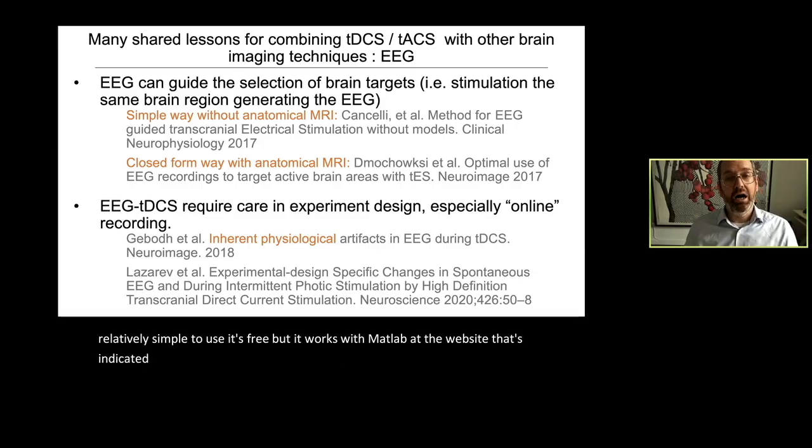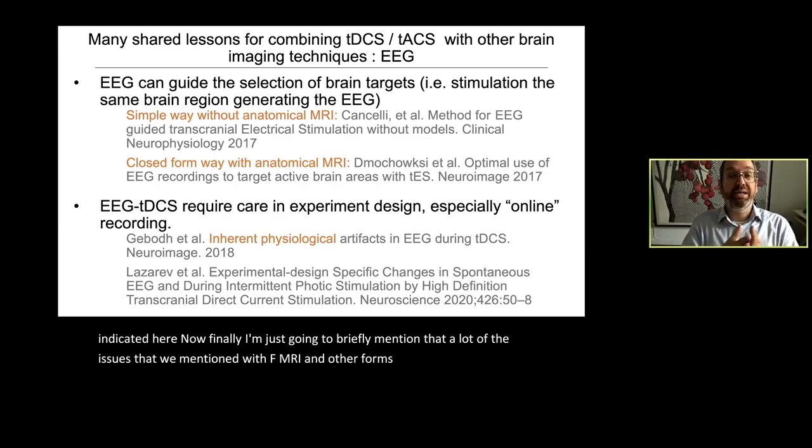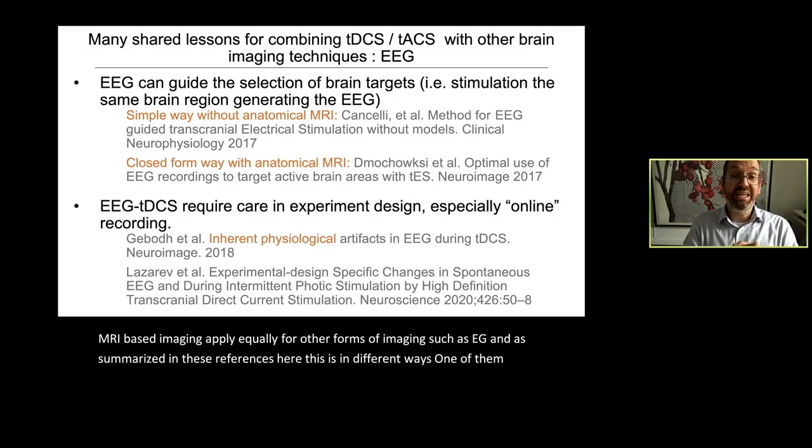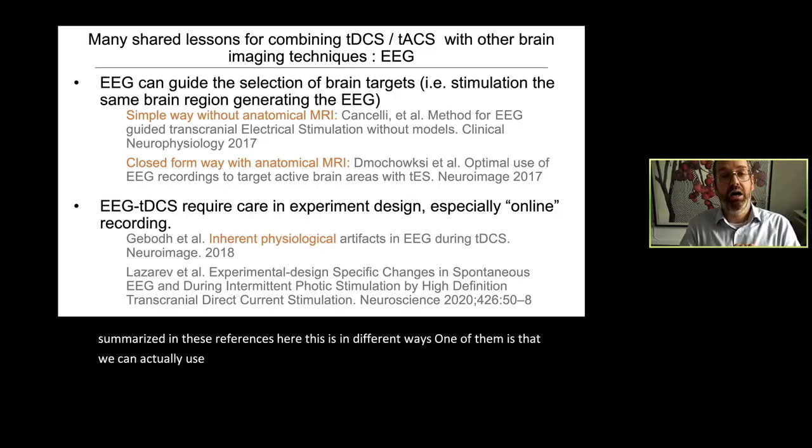Now, finally, I'm just going to briefly mention that a lot of the issues that we mentioned with fMRI and other forms of MRI-based imaging apply equally to other forms of imaging such as EEG. And as summarized in these references here, this is in different ways. One of them is that we can actually use the EEG to guide how we position the electrodes in order to stimulate a specific target.